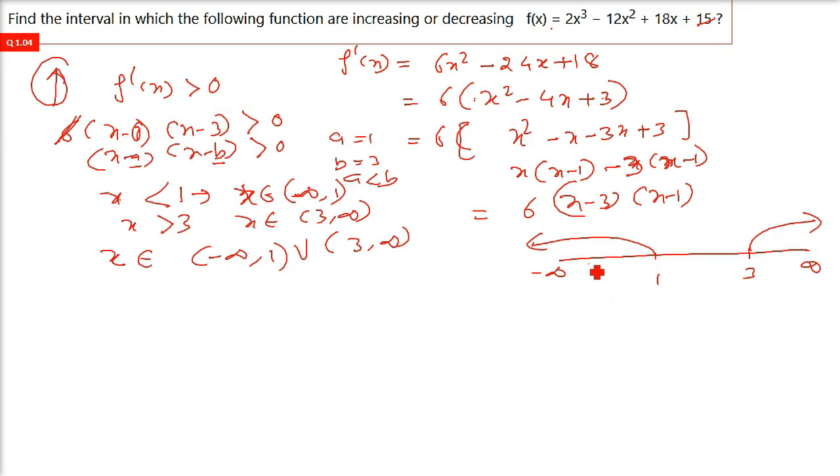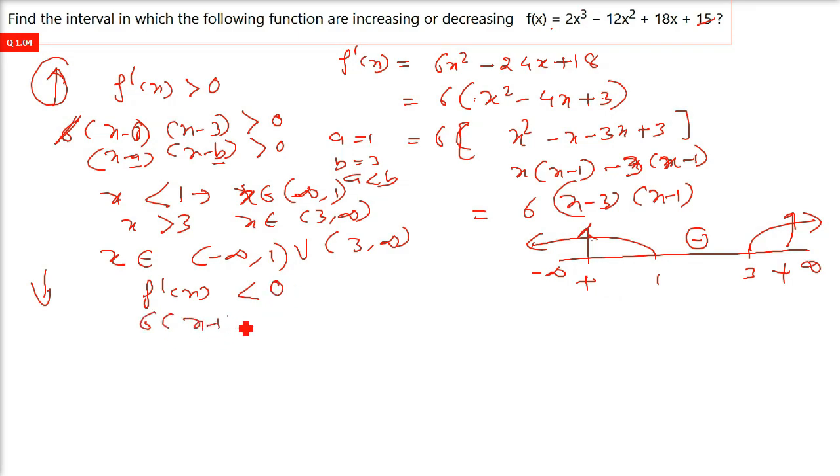Now you can very well assume that anything which is between 1 and 3 has to be decreasing, because if you mark the left as increasing, and the right is increasing, the part which is in between has to decrease, the function has to decrease. So I am going to tell you the decreasing function here. The function is saying in which interval it is increasing, in which interval it is decreasing. So you have to show both of them. This is f dash x less than 0.